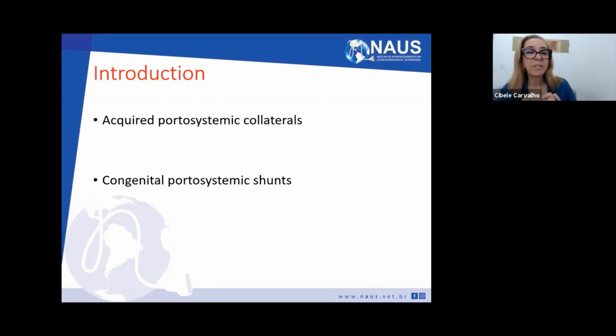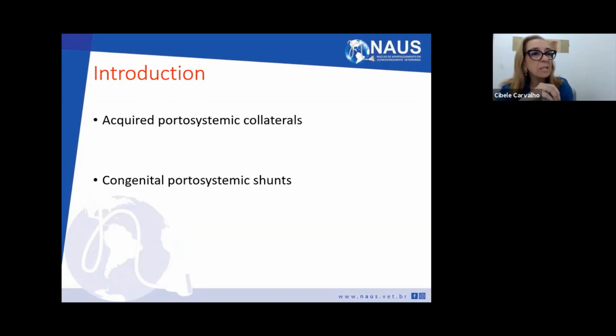Acquired portosystemic collaterals are formed as a result of sustained hepatic or prehepatic portal hypertension by enlargement of extrahepatic rudimentary vessels through which no blood normally passes. And collateral formation is a compensatory mechanism to maintain normal portal pressure by allowing the portal blood to be drained into the lower pressure systemic veins.